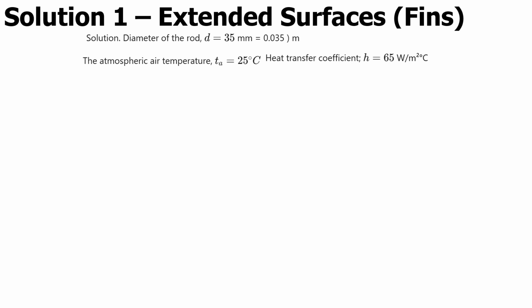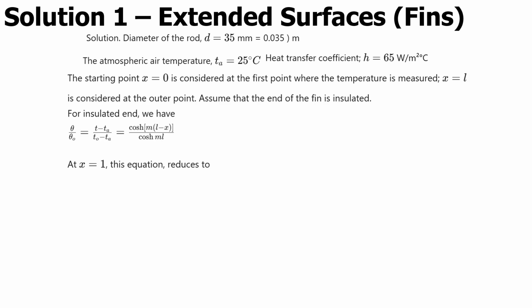For analysis, we'll consider the starting point x equals 0 at the first temperature measurement point and x equals L at the outer point, where L is the distance between the two measurement points, 180 millimeters. We'll assume that the end of the fin is insulated, which is a common idealization for long fins.